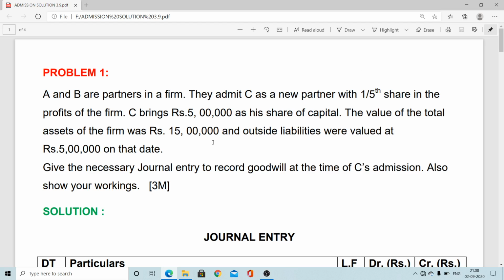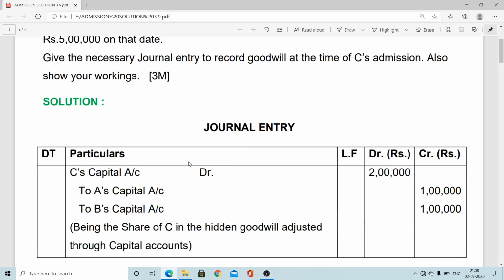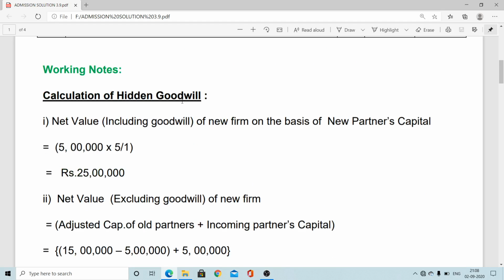Let me repeat that. For 1/5 share 5 lakh, so for the whole share 5 lakh into 5. So for 4/5 share it is coming 20 lakh, but practically their capital is coming 10 lakh. So why is this 10 lakh extra? The answer is goodwill. So here is the calculation of hidden goodwill. This way also you can calculate the goodwill.